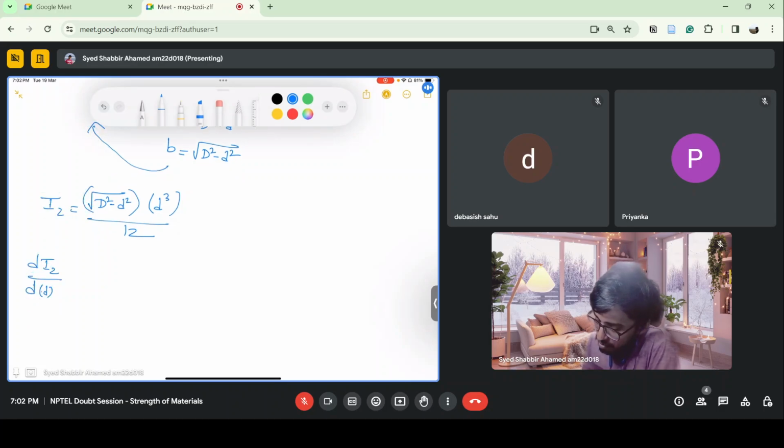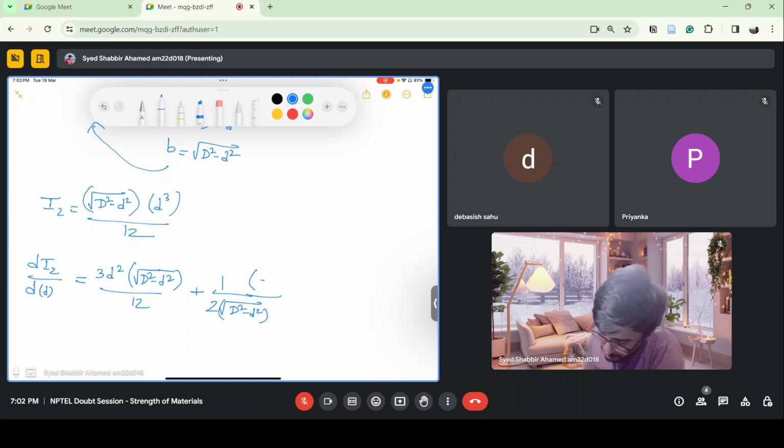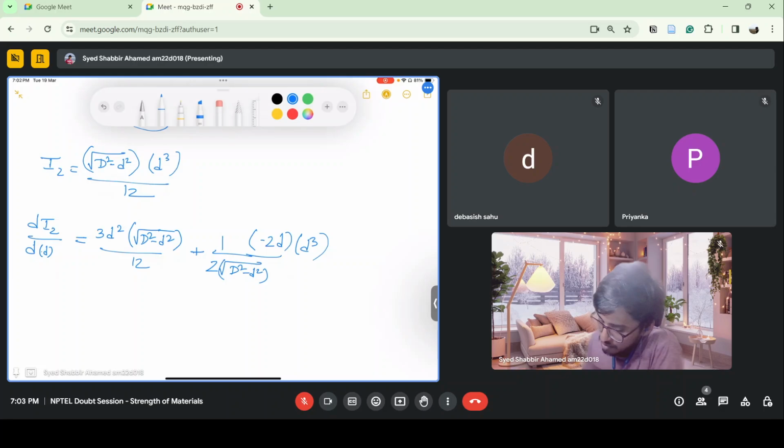So if you differentiate it, you can see that 3d square first. I can use the UV rule for differentiation. Right, 1 plus 1 by 2 d square minus d square, and minus 2d into d cubed. So this should be equal to 0.